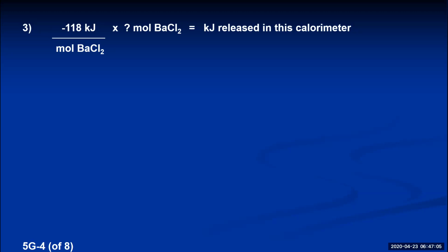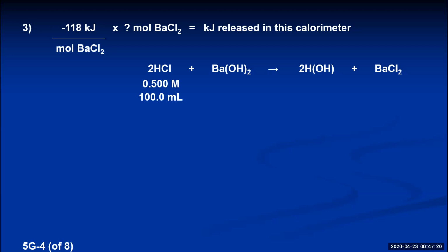If we write the balanced equation between hydrochloric acid and barium hydroxide, switching the partners, you're going to wind up getting water and barium chloride, and to balance the equation, we would need a 2 in front of the HCl and a 2 in front of the water. The initial amount of hydrochloric acid given was 100.0 milliliters of 0.500 molar solution, and the barium hydroxide was 300.0 milliliters of a 0.100 molar solution.